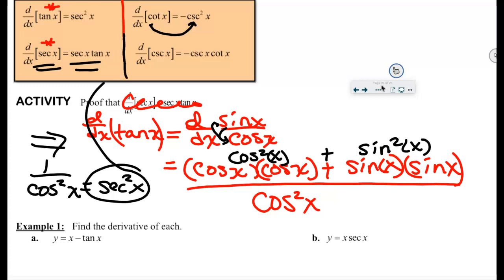All right? But we would write secant as 1 over cosine, and then we'd run through our quotient rule on it, and when we're done, we would get secant tangent. Here's the way you're going to remember it. 1 t, 2 s's.